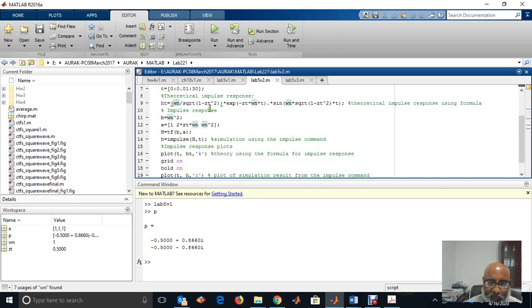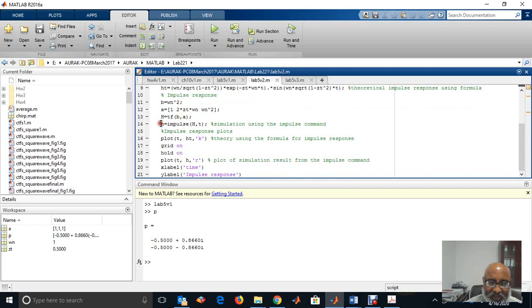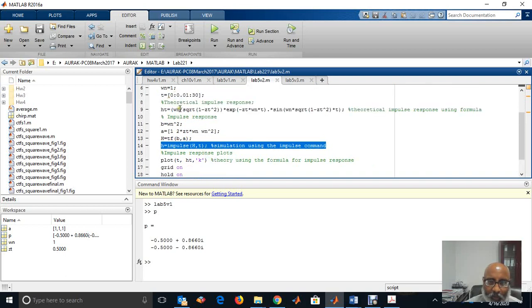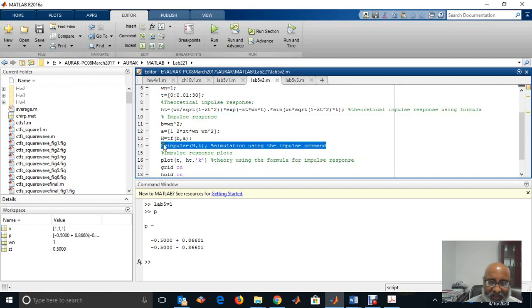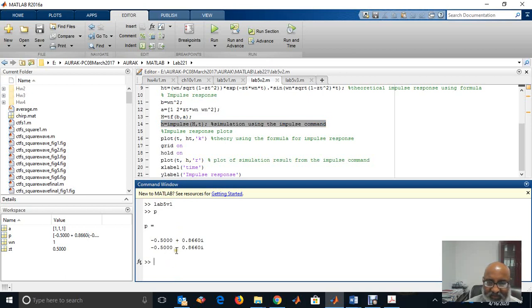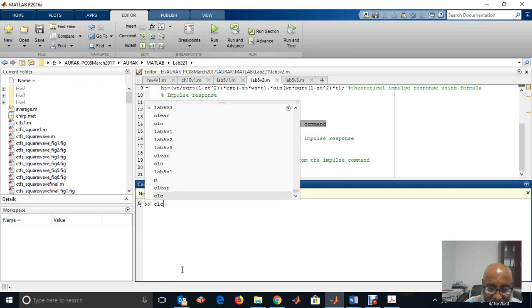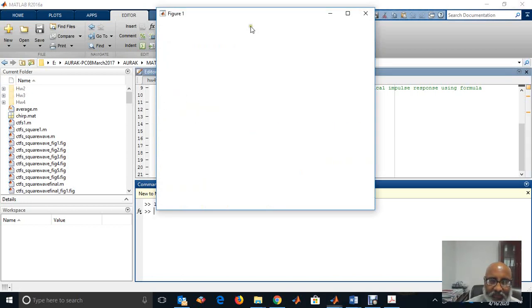H of T is the theoretical result from the formula here, plotted with black color, and the simulation using the impulse command is plotted with red color. So we compare the graph from the theoretical formula with the graph from the MATLAB impulse function. So the theory is black, and the simulation using the impulse command is red. Now I call this script file. Let me clear here. What is the name of the script file? lab5 v2. So I will call here lab5 v2.